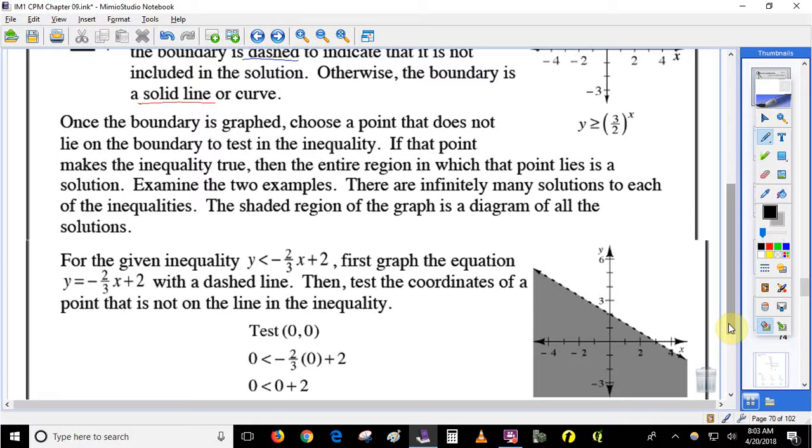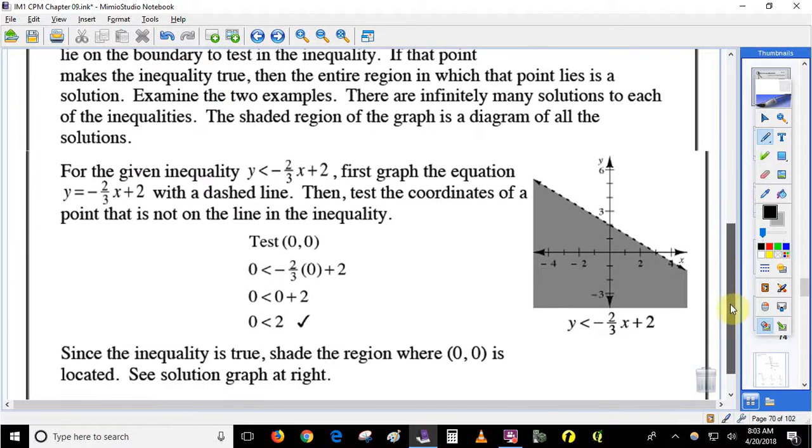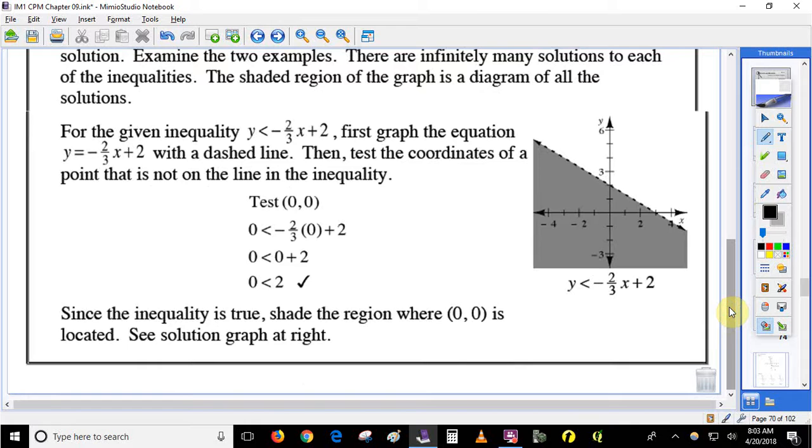Let's look at two examples. There are infinitely many solutions to each of the inequalities. The shaded region of the graph is a diagram of all of the solutions. So for this inequality, y is less than negative 2/3 x plus 2. First we graph the line, which is going to have a y-intercept of positive 2 and a slope of negative 2/3. So we go down 2 over 3, and in the other direction we go up 2 and to the right 3. Then we connect those with a dotted line, because it's less than, not less than or equal to.